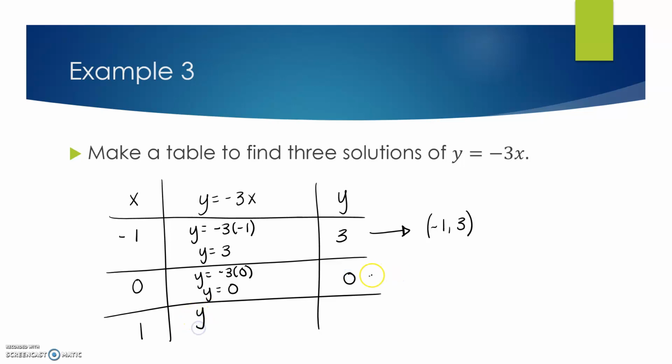Finally, and let me write that ordered pair solution. Remember, do you remember what this special point is called when it's 0, 0? Y equals 3 times 1. Oops, I didn't mean to draw that line. So y equals 3.